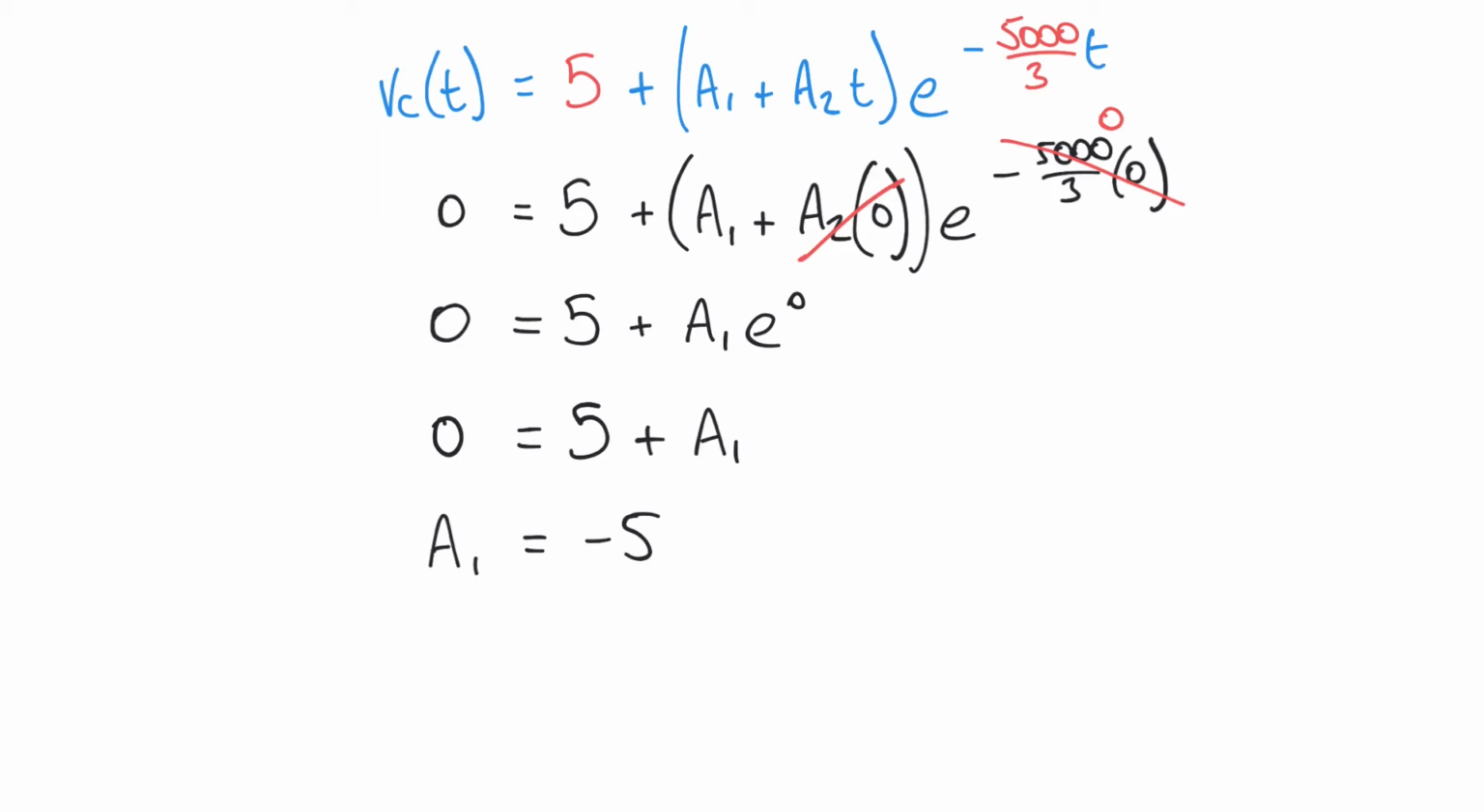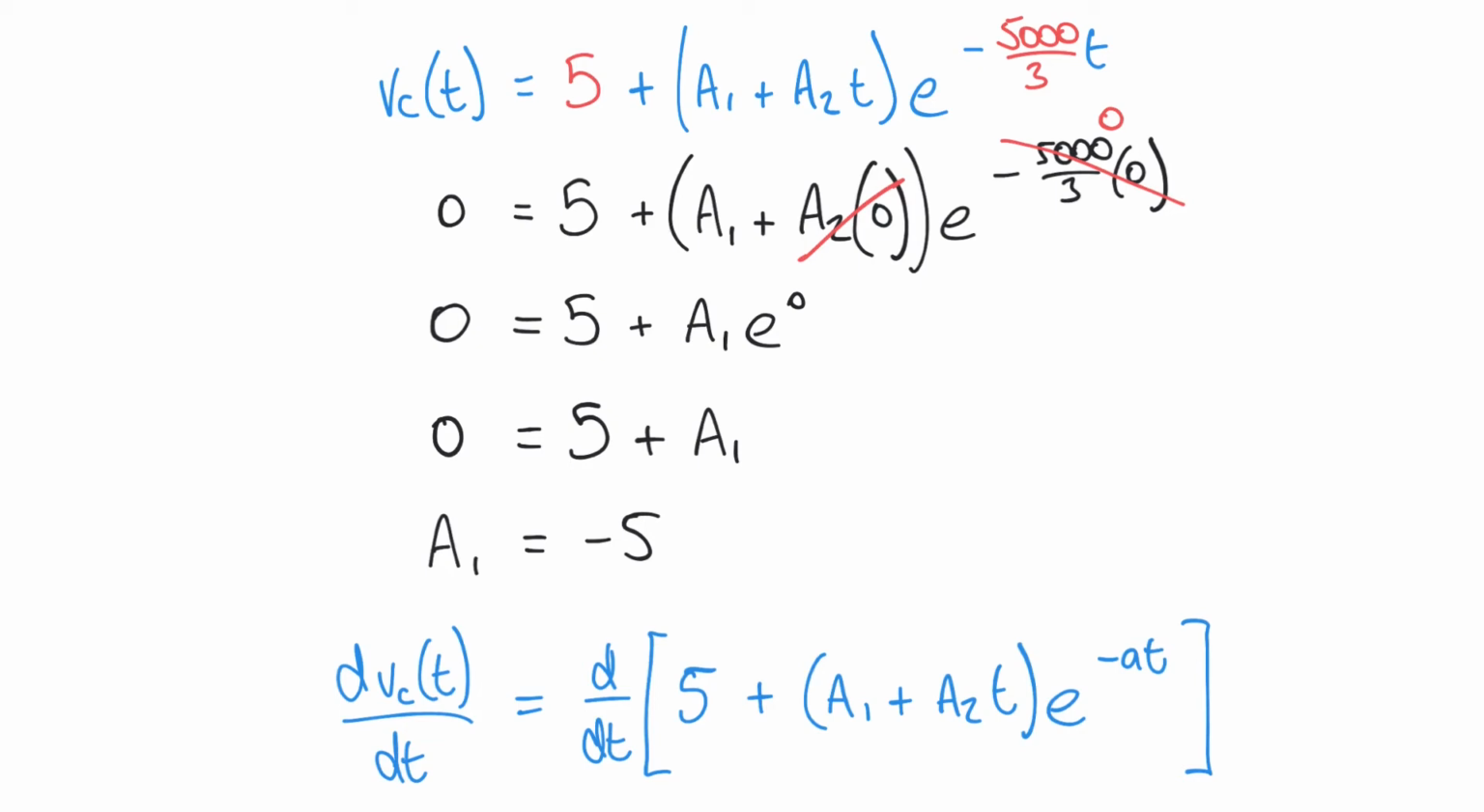To find A2, we have to differentiate the expression and then set these initial conditions to 0 also. So let's write out that differential first in terms of d/dt. We've got d vc by dt on the left-hand side, so we're differentiating that output vc with respect to time. On the right-hand side, we've got d by dt of all the rest of this, 5 plus A1 plus A2t, all multiplied by e to the minus at.